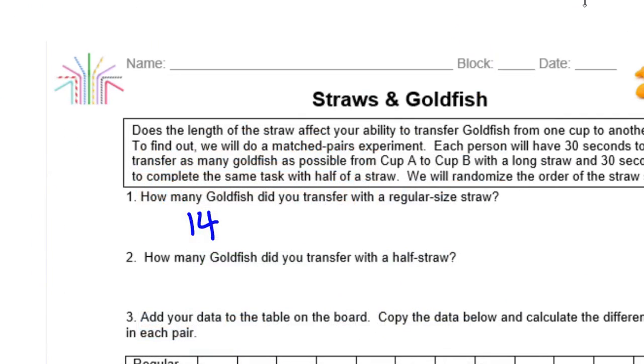Okay, so now you're going to write down how many you got with that straw. Remember, I used the half straw that time, so I got 12. But if you use the regular size, make sure you put them in the right spots.